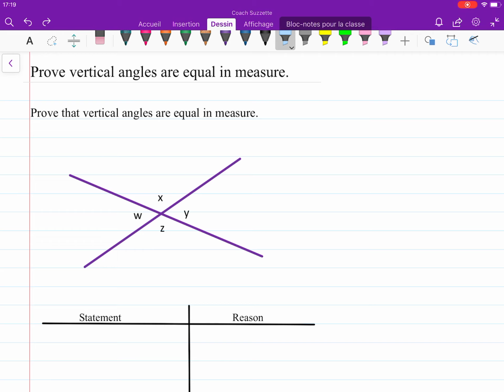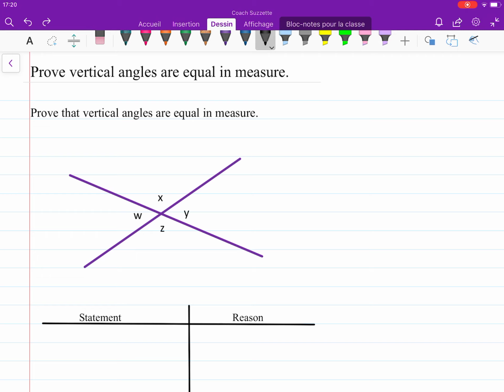First, recall the definition of vertical angles. Two angles are vertical angles, or vertically opposite angles, if their sides form two pairs of opposite rays. So, in our diagram here, angles X and Z are vertical angles, and angles W and Y are vertical angles. So if we can prove for some arbitrary pair of vertical angles that their measures are equal, then we're done.